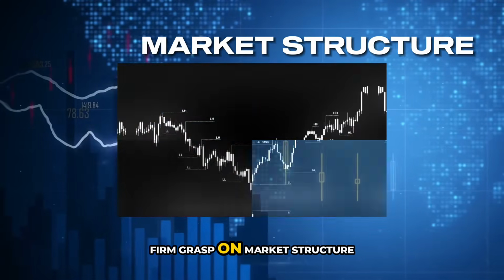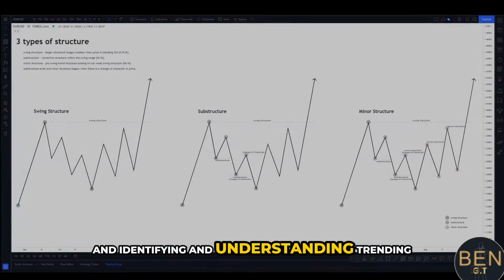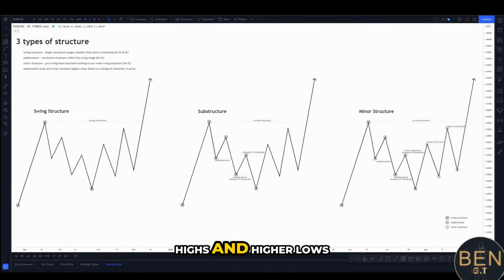Now that we have a firm grasp on market structure and identifying and understanding trending markets and how they create higher highs and higher lows for bullish trends and lower lows and lower highs for bearish trends, we can now move on to the three different types of structure and what they represent when we're building our overall picture of structure. In the previous videos, we were mentioning market structure in the example of higher highs and higher lows for a bull trend. We were referring to swing structure, and swing structure is the larger structural ranges that are created when price is trending, whether that's making higher highs and higher lows or lower lows and lower highs. We use swing structure as the basis of understanding our overall trend when analyzing any financial market.